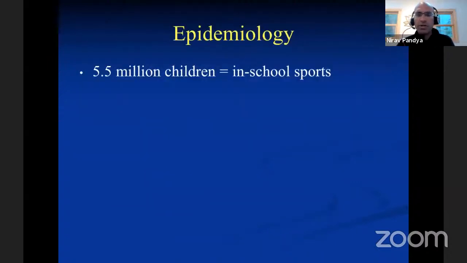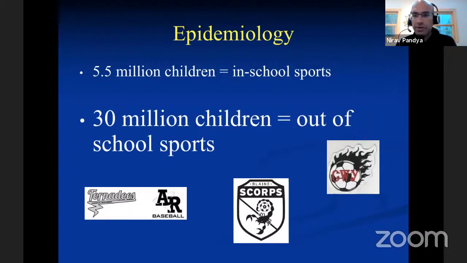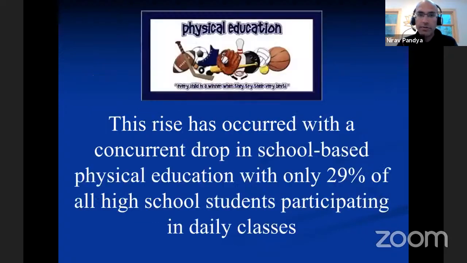And the epidemiology here in the United States is that there are 5.5 million children who are involved in in-school sports, but 30 million children involved in out-of-school sports. And that's where a lot of the overuse occurs, because kids have transitioned from an unorganized setting, where more body parts are used and there's less overuse, to an organized setting.